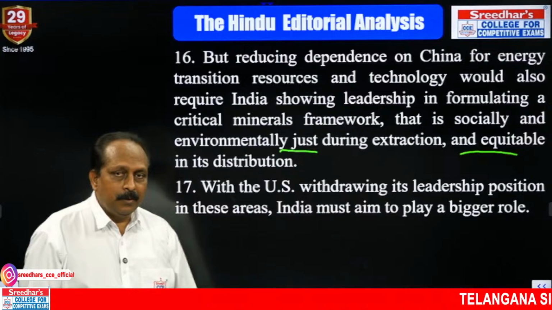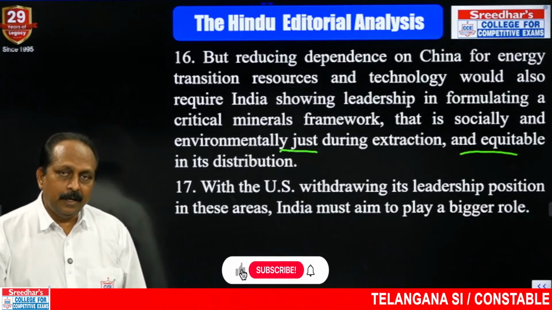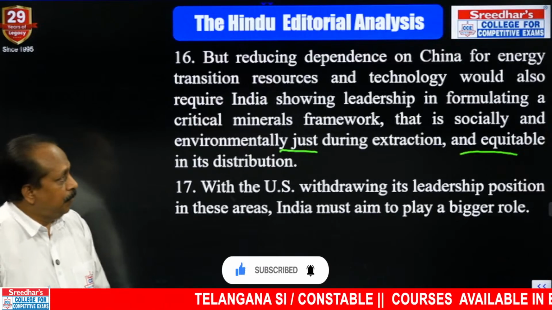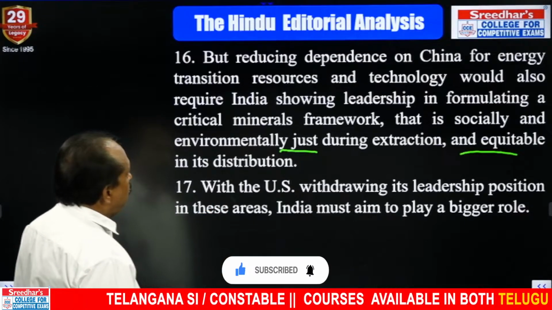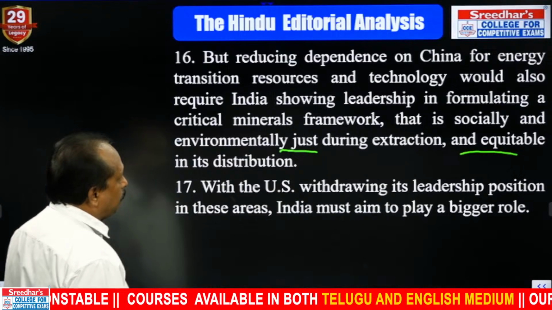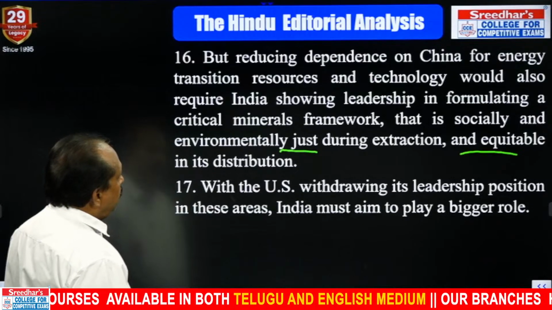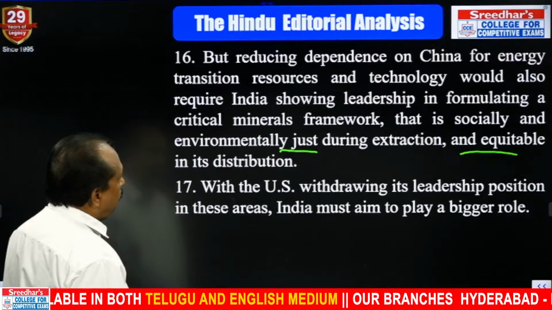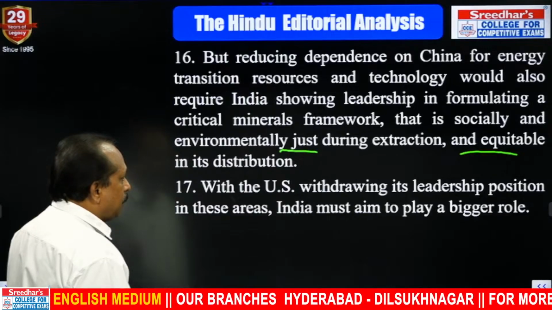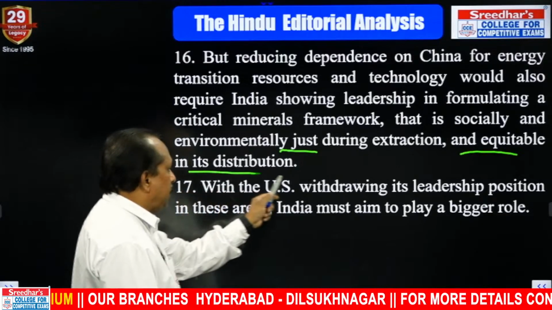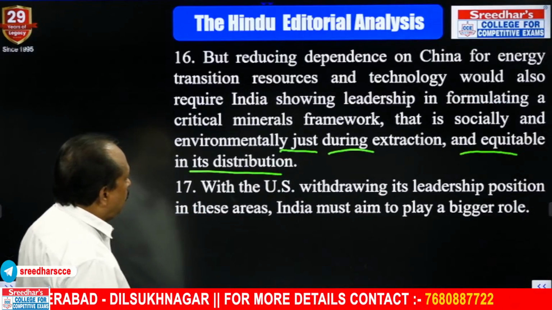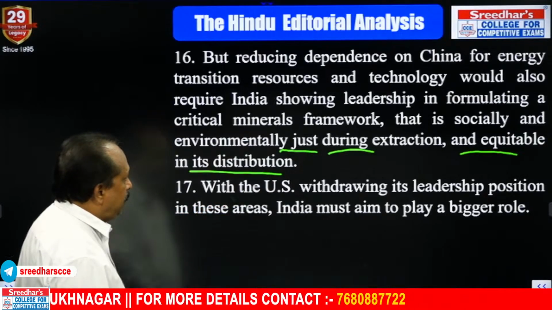On the one hand, we have to reduce our dependence on China. At the same time, to do that, we need something like a backup for that. But reducing dependence on China for energy transition resources and technology would also require something. What does it require? India showing leadership in formulating a critical minerals framework that is socially and environmentally just during extraction and equitable in its distribution. While extracting, it should be socially and environmentally just, and while distributing, it should be equitable.